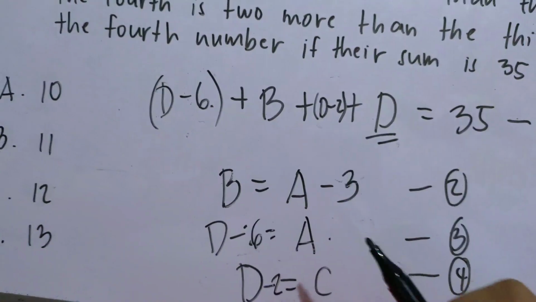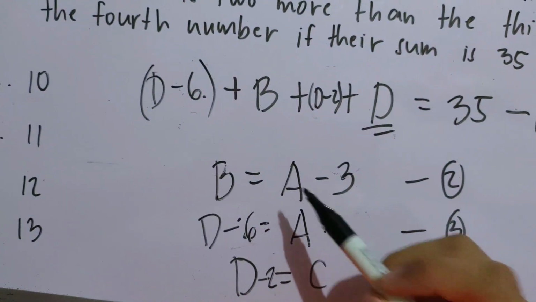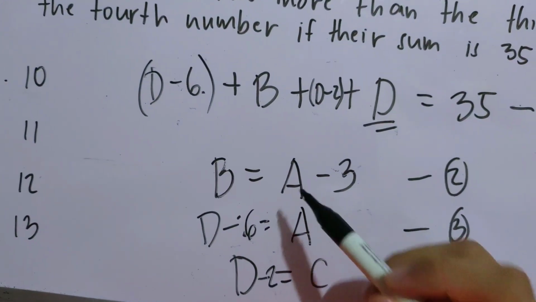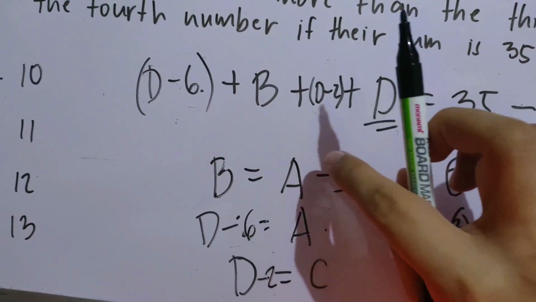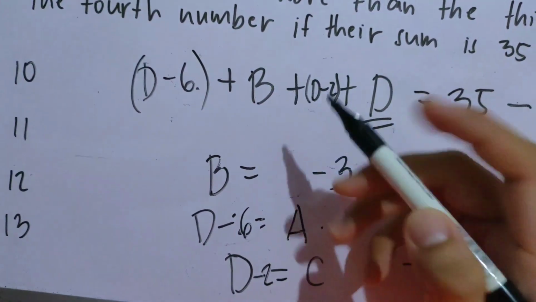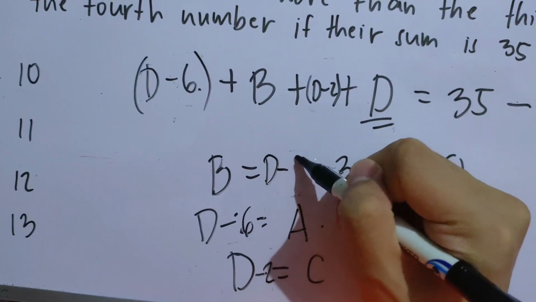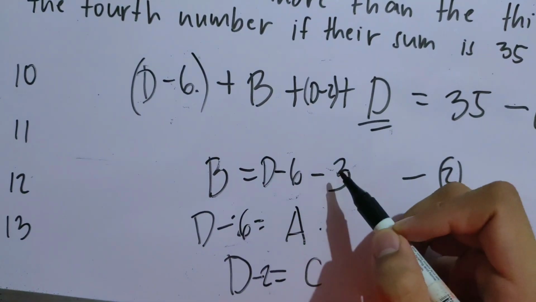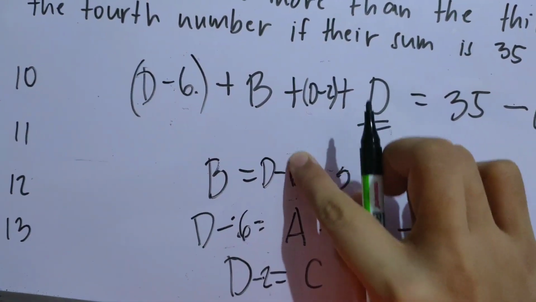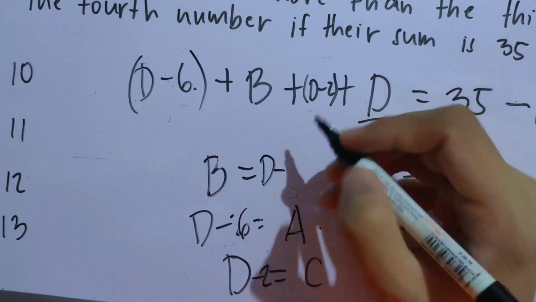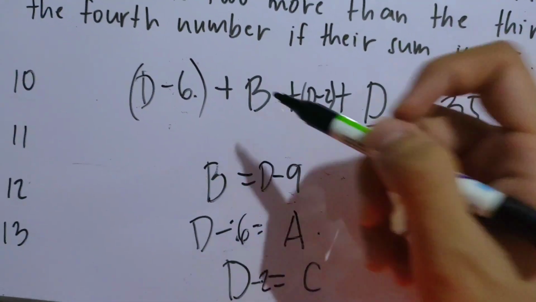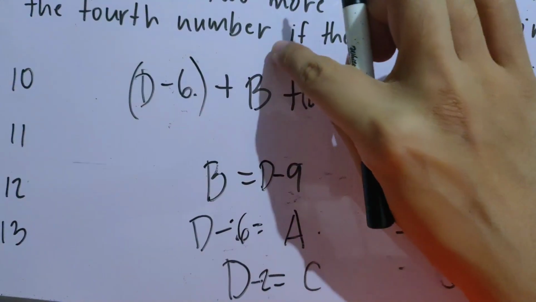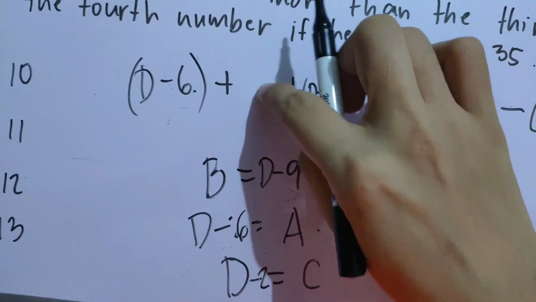Tapos, yung letter B naman, wala pa siyang connection sa D, pero meron siyang connection sa A. So, yung A, palitan natin ng D minus 6 dito. D minus 6 minus 3. So, equal siya sa D minus 9. Mapapalitan na rin natin yung B dito in terms of D. Ito magiging D minus 9.